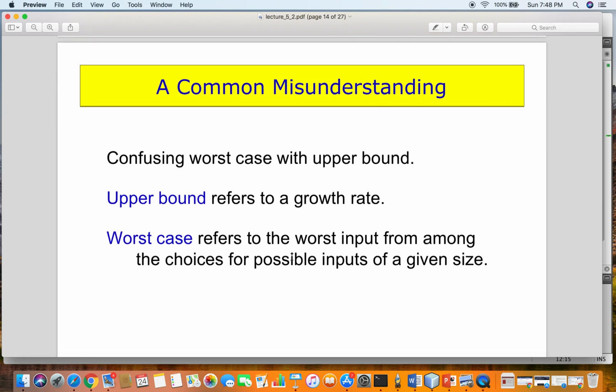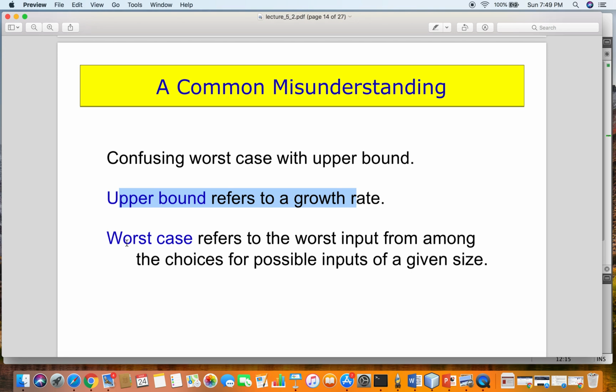A common misunderstanding is confusing worst case with upper bound. Upper bound refers to the growth rate, while worst case refers to the worst input from among the choices for possible inputs of a given size. So upper bound is not the worst case. Upper bound refers to the growth rate of an algorithm. Growth rate is, when the data size increases or decreases, what will happen to the complexity.